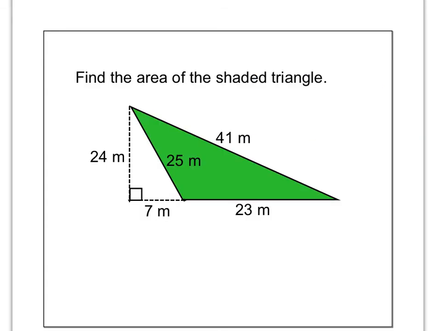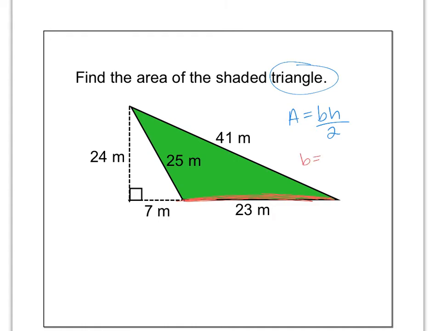Number two, find the area of the shaded triangle. First of all, triangle. It's going to be base times height divided by 2. That's our formula for area of a triangle. The trickiest part here is figuring out what's the base, what's the height. So the base and the height have to be perpendicular. We're dealing with a shaded triangle.